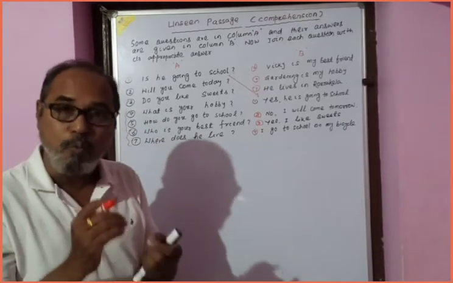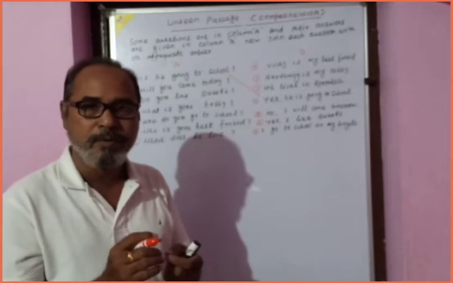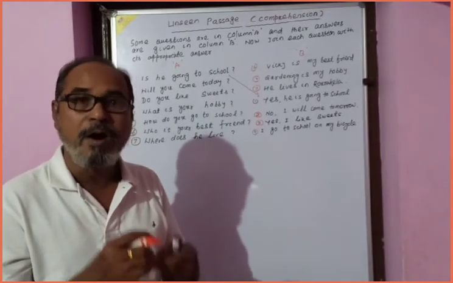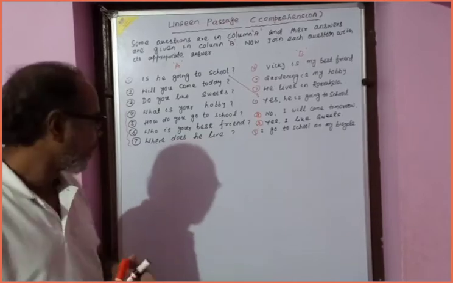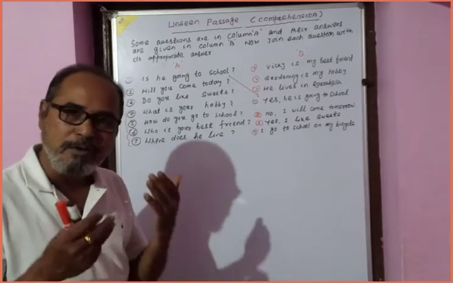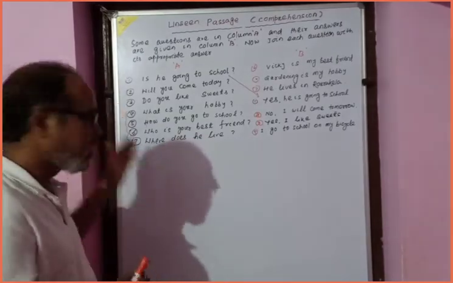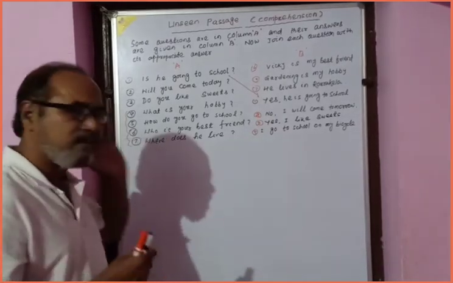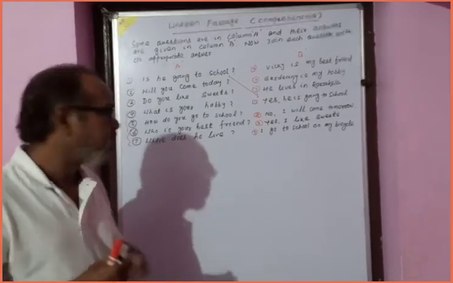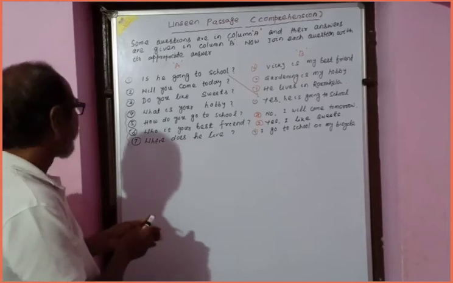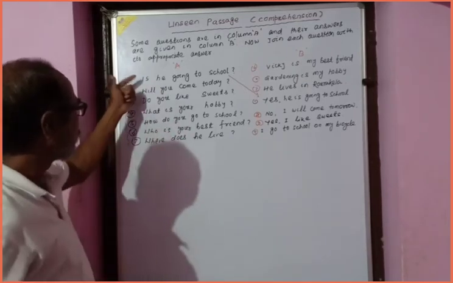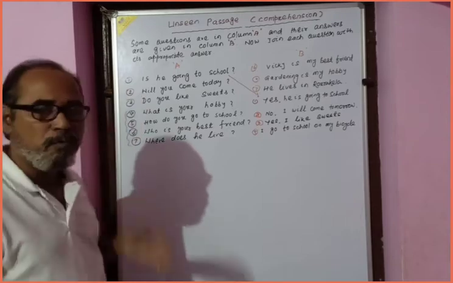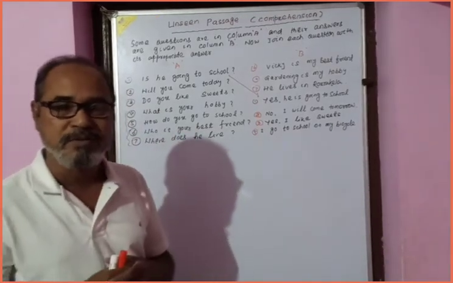WH words: what, which, whom, where, how, when. These are the WH type questions used at the beginning of the sentence. Here you see only a verb: is, will, do. These are verbs. These are auxiliary verbs.